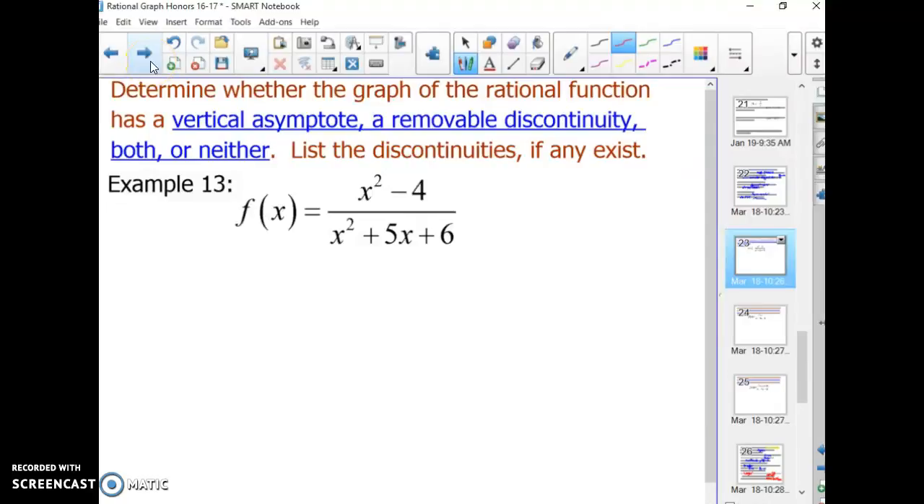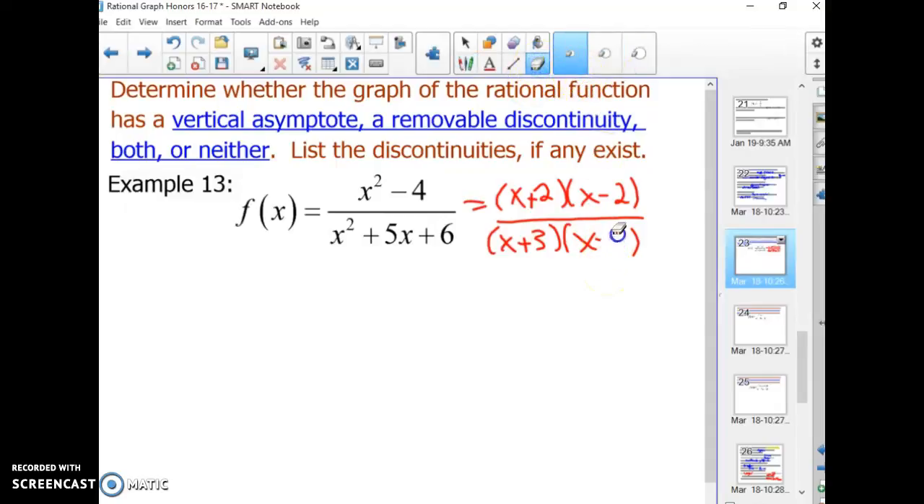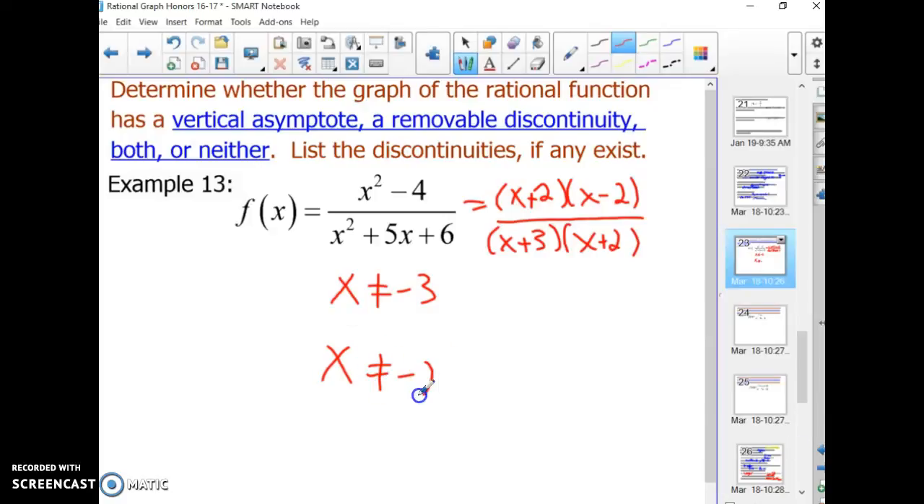Determine whether the graph of the rational function has a vertical asymptote or removable discontinuity, both or neither. List them, right? So the top factors into an x plus 2 and an x minus 2. The bottom factors into an x plus 3 and an x plus 2, sorry guys. So right here, I know two things: x can't equal negative 3, and x can't equal negative 2.